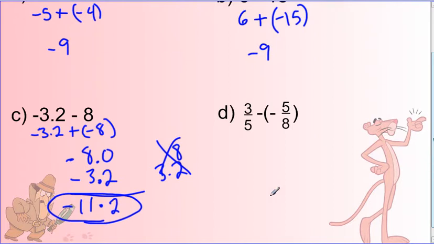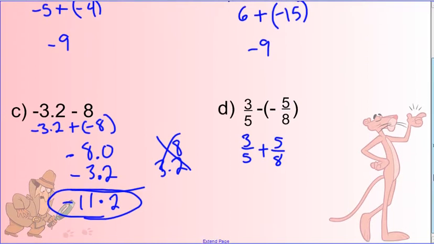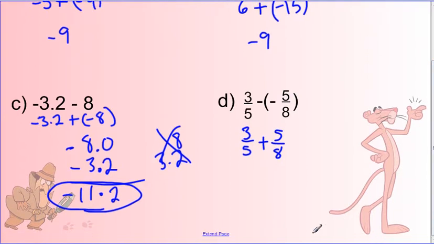Letter D, fractions. First thing I'm going to do is I'm going to KFC this. So keep, flip, change. Now this is a negative, so when we change it, we're going to change it to a positive. This problem looks a lot simpler to do than that. Now we find our common denominators, rewrite our fractions, all that mumbo-jumbo we've done before.